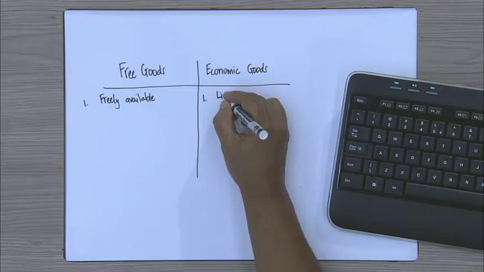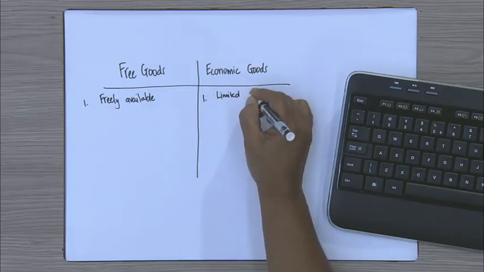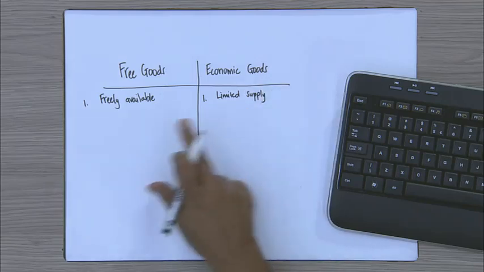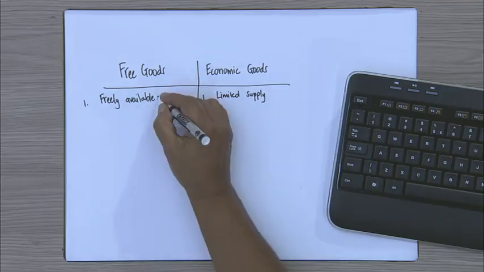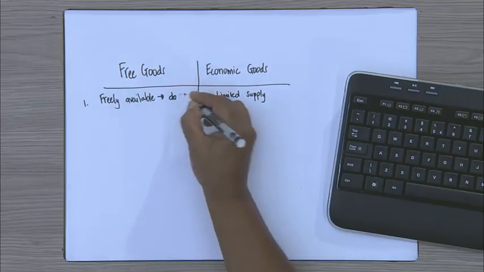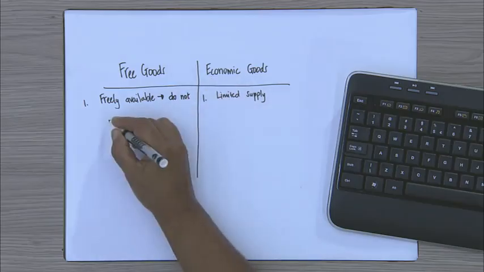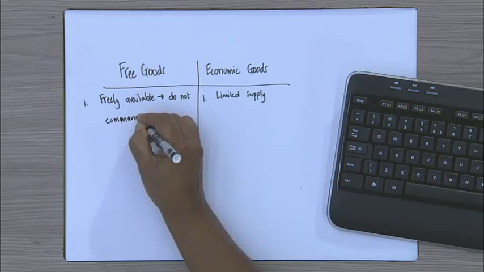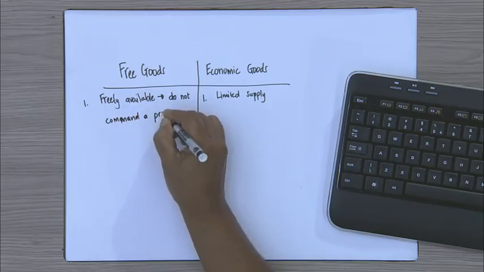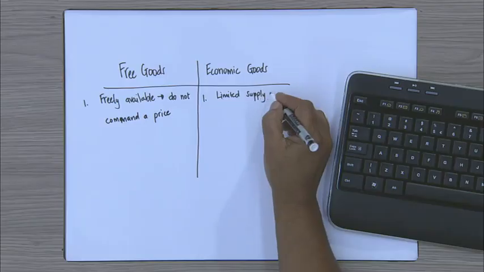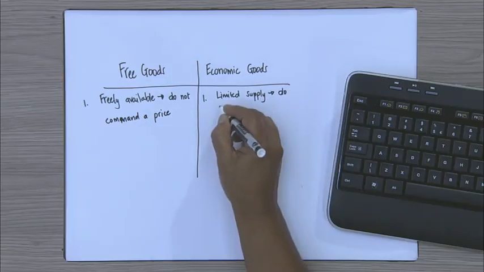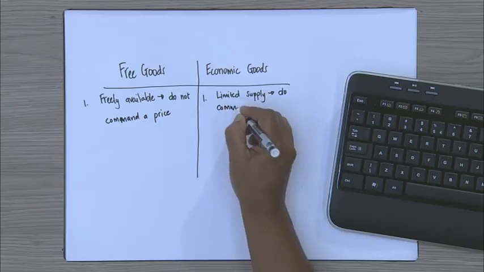So, limited supply. You get that? They are freely available, they are limited in supply. Because they are freely available, they do not command a price. Because they are limited in supply, they do command a price.